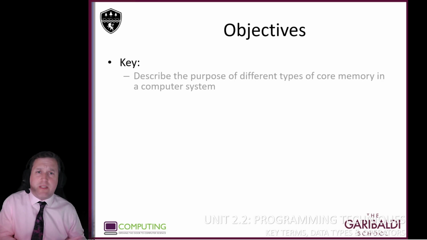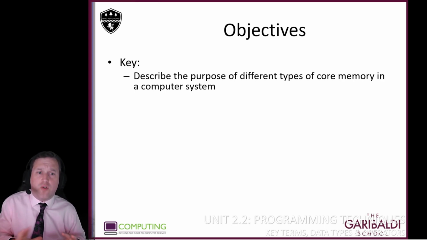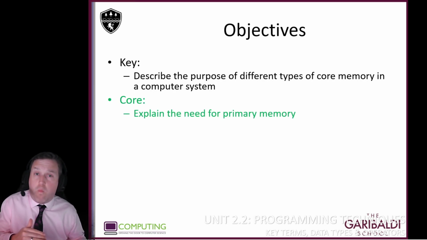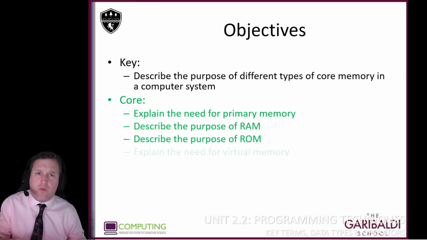So, specific objectives here. It's the purpose of the different types of core memory that are in a computer system. Things like what's the need for the primary memory, what's the purpose of RAM, what's the purpose of ROM, and why do we have virtual memory.